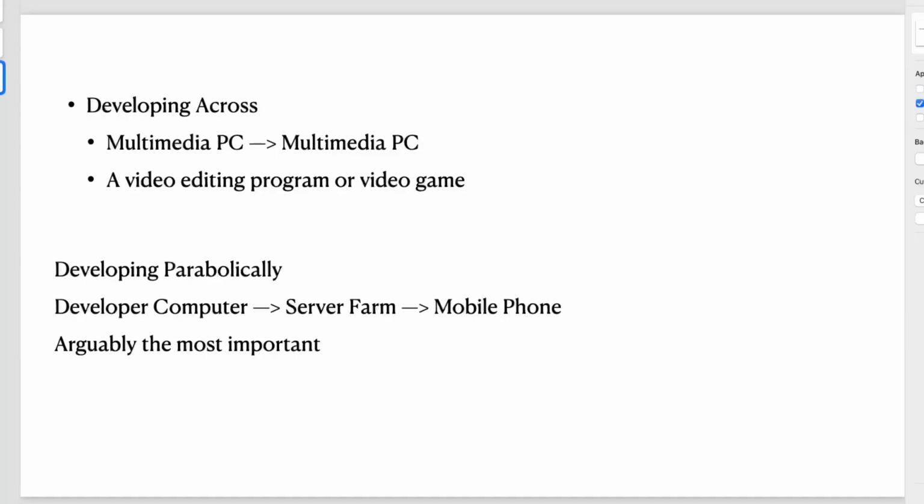Now the next two, developing across. This is typically when you have a multimedia PC and you're making something for use on another multimedia PC, like a video editing program or a video game. There isn't a steep slope between what you're developing on and what the program is going to run on. This is probably the least important type of development.